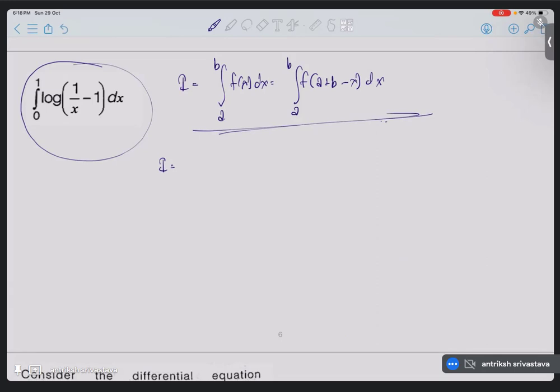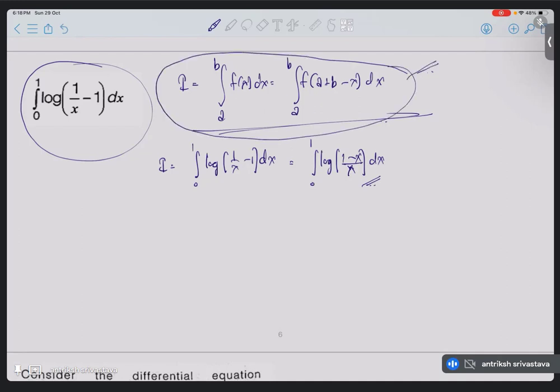So we have I is equal to integral from 0 to 1 of log of (1/x - 1) dx. Okay, let's simplify this, or let's multiply this x with 1 and take the LCM and perform this calculation. Let's write it in this format. I am writing it just so that when we perform this operation, the calculation becomes more apparent. So this is your I. Now let's perform this operation.